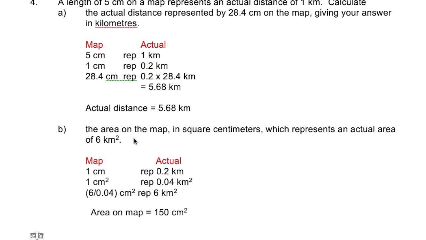In the second part, we have to find the area on the map in square centimeters, representing an actual area of 6 kilometers squared. Since our linear scale is 1 cm representing 0.2 km, we square it to get our area scale, which is 1 cm square representing 0.04 km squared. And once again, to find 6 km square, we just take 6 divided by 0.04 cm square to give us the area on the map, which is 150 cm squared.